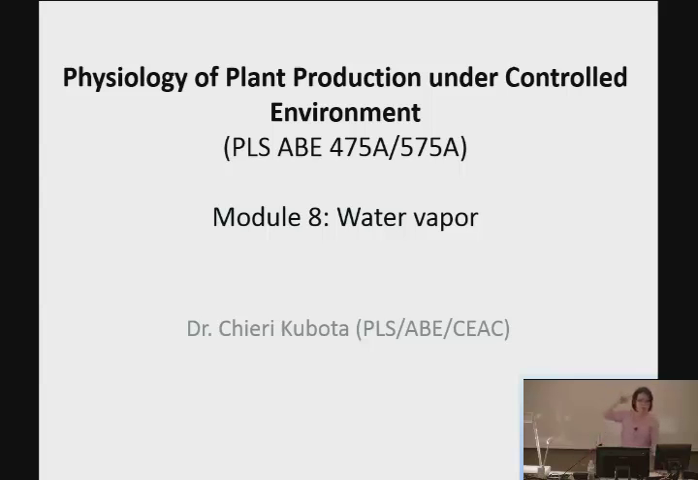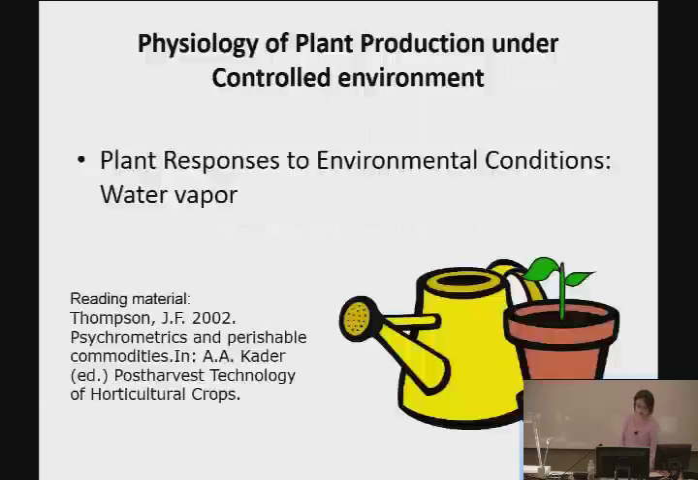Engineers are probably familiar with this content, because you learn mixing air and thermodynamics and all that. Plant scientists don't usually, but for greenhouse physiology, if you have this understanding, it's really helpful. So that's why I put this as one of the topics. Humidity is very important. We all live in the desert, so you know that. It affects plants, human beings, and everything.